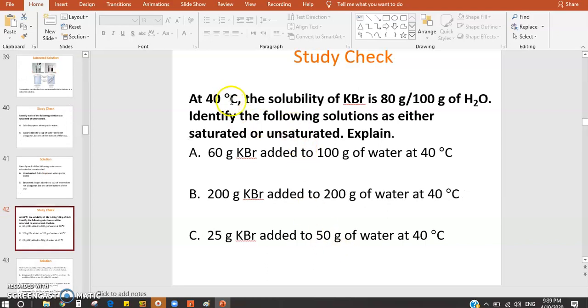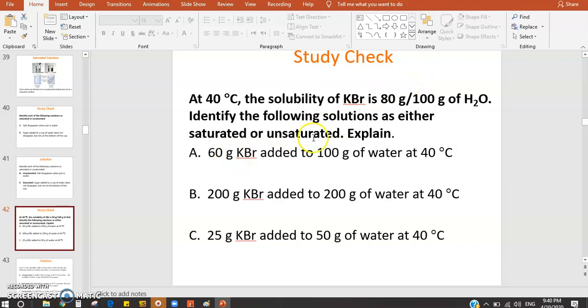At 40 degrees Celsius, the solubility of KBr is 80 grams per 100 grams of water. Identify the following solution as either saturated or unsaturated and explain. So we have the temperature and we have the solubility of the molecule.